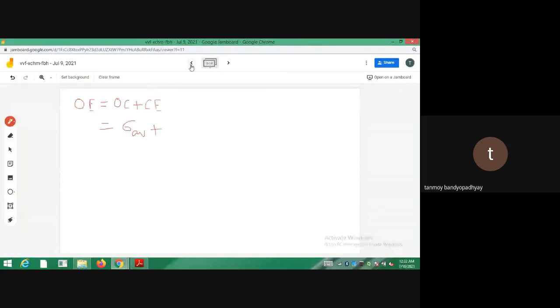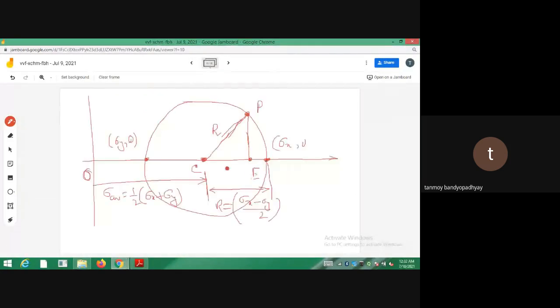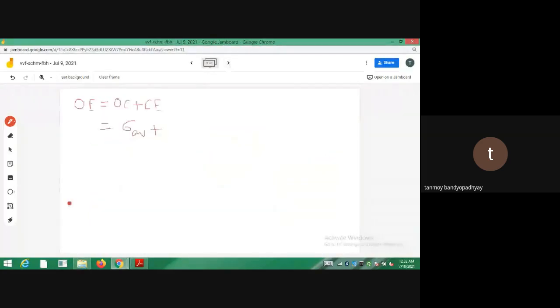So this CE is actually, how much will this CE be? This CE is actually r cos 2 theta. This is the 2 theta we have drawn. So this is actually plus r cos 2 theta. So what is sigma average? Sigma average is half of sigma x plus sigma y, plus r, which is half of sigma x minus sigma y, into cos 2 theta.